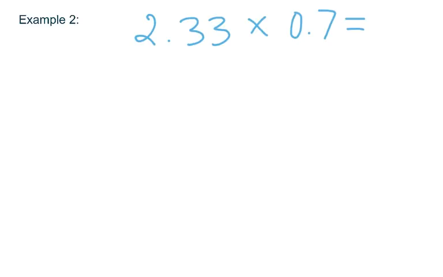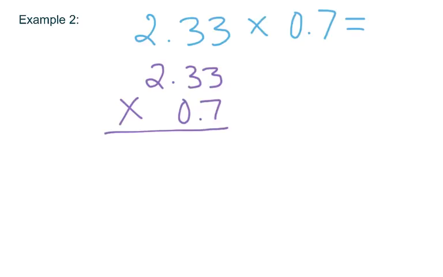In my second example, I have 2 decimals that I'm multiplying this time, so I'm going to once again stack my numbers. So I have 2.33 times 0.7. Notice once again I'm lining up the numbers, not the decimal points. So I'm lining up the first number, second number, and so on. And then I'm going to go through and multiply.